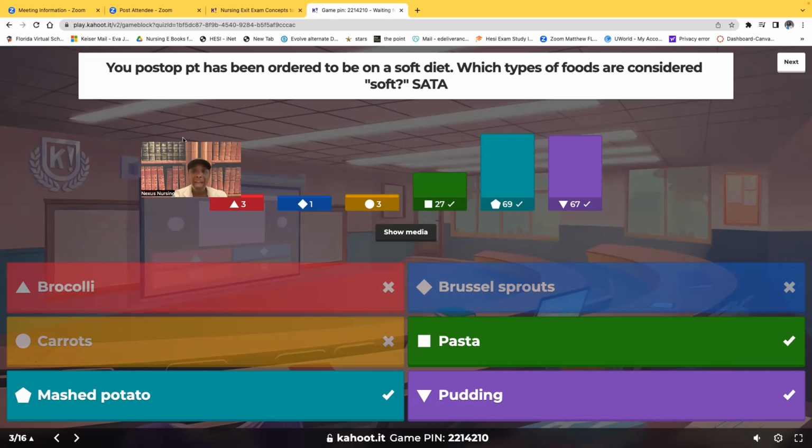Pasta. Well, you have to boil pasta in order to eat it. You can't eat it raw. Mashed potatoes, pudding, pasta: those are soft because when the person normally eats them, they're going to be soft. So just kind of think of the texture of the food.